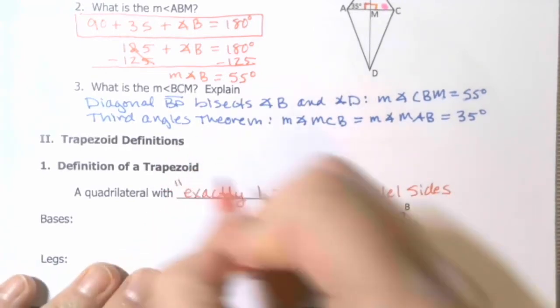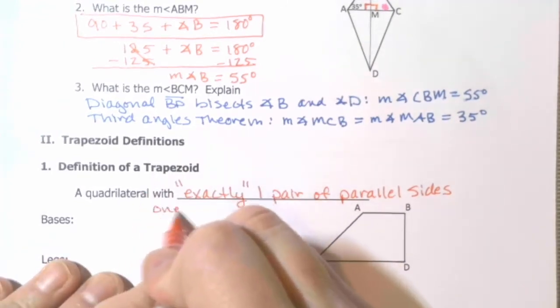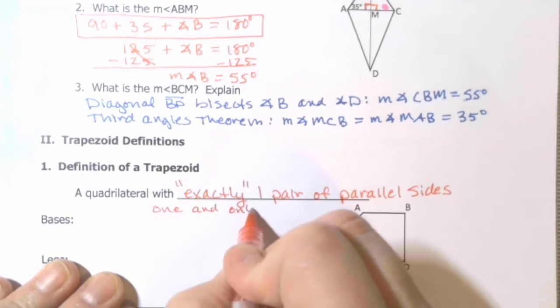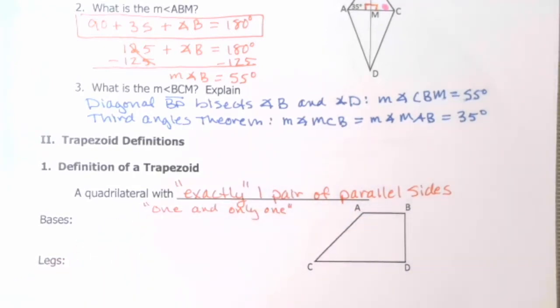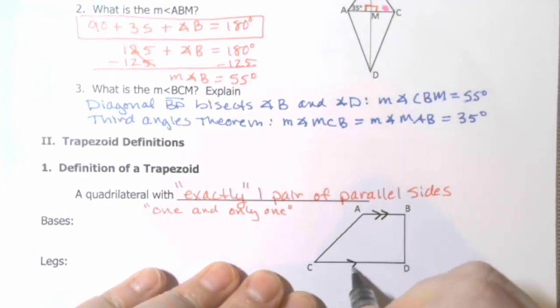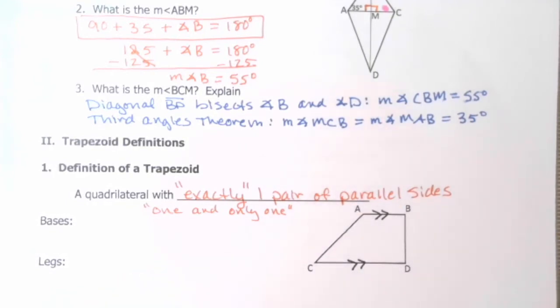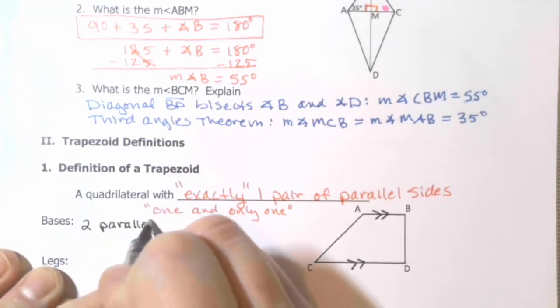And we know that the word exactly means one and only one pair of parallel sides. So in this trapezoid, the parallels are obviously AB and CD. Now we're going to do a little body part labeling here. The bases of a trapezoid are the two parallel sides.